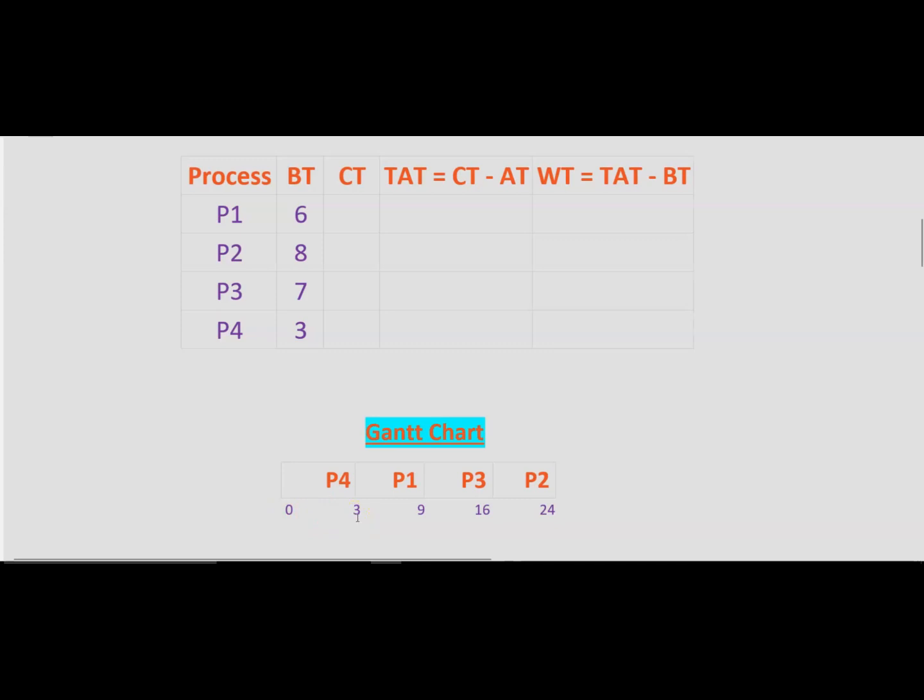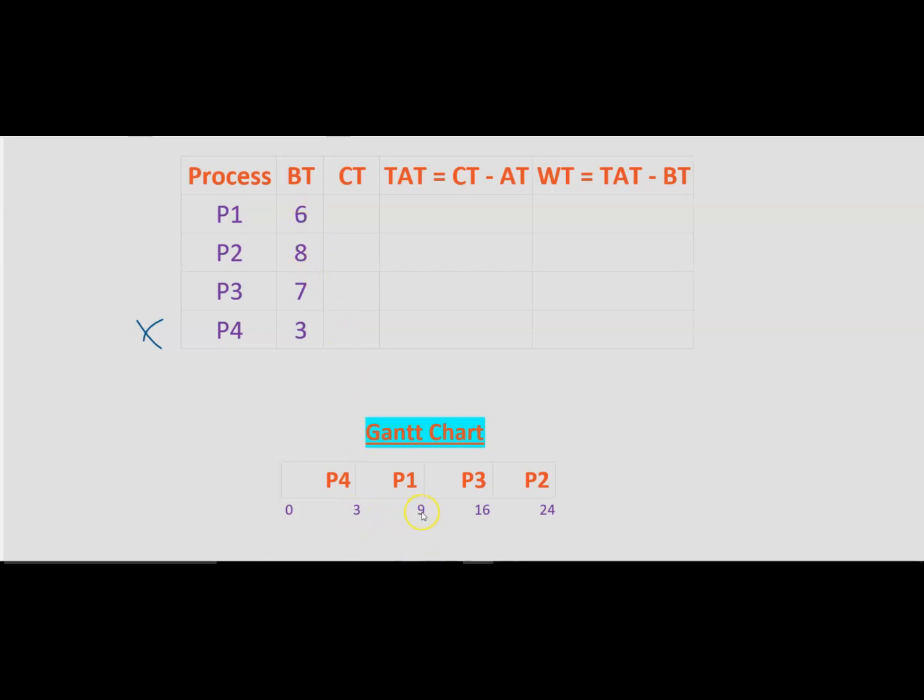So next, I'm just crossing out this P4 because when P4 has done its execution, we are not going to look at it again and again. So we are left with three processes now. Now we will compare the burst time of these three processes. Which is having the least burst time? Okay, P1. So in the Gantt chart, we label the P1 process, and the burst time is 6 time units. So 3 plus 6 is equal to 9.